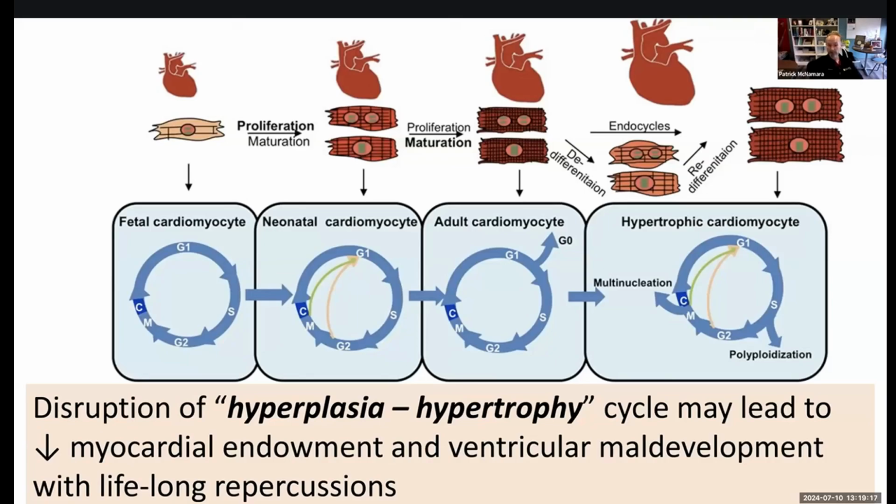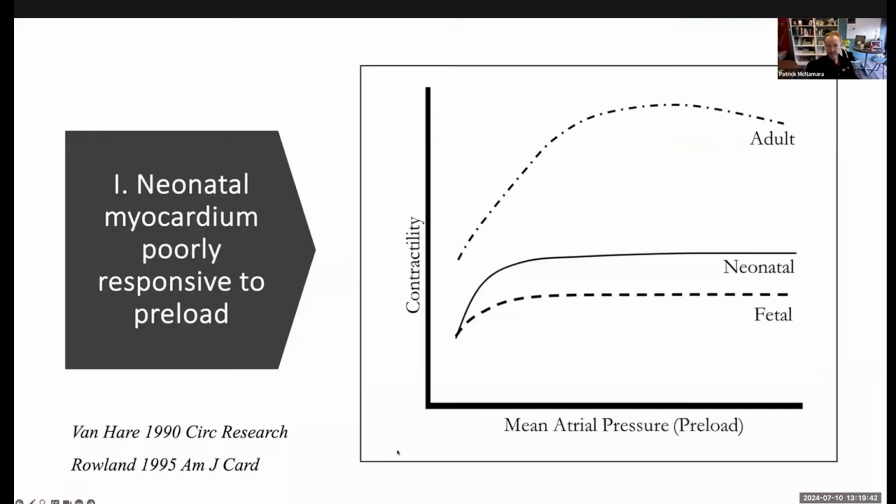By turning off hyperplasia, you end up then turning on hypertrophy, which means that you will have a heart that seems normal in size, but intrinsically it's not. It's got less myocytes. It's got less myocardial endowment. And is this part of the reason why these babies grow up to be adults with hearts that are smaller? We've actually got less myocytes there to support the circulation.